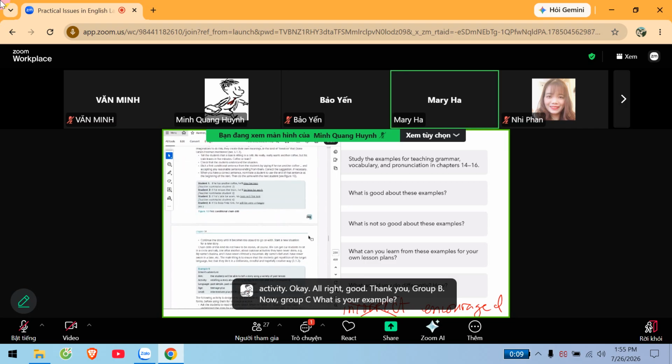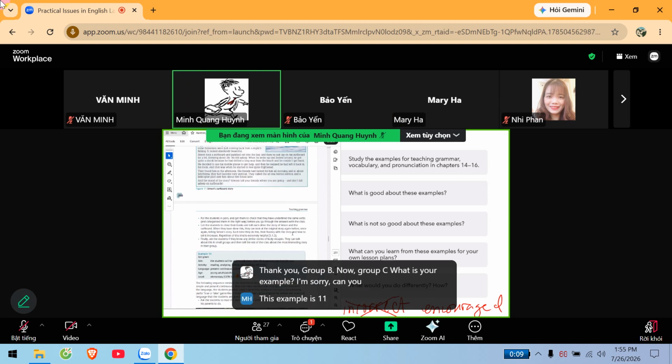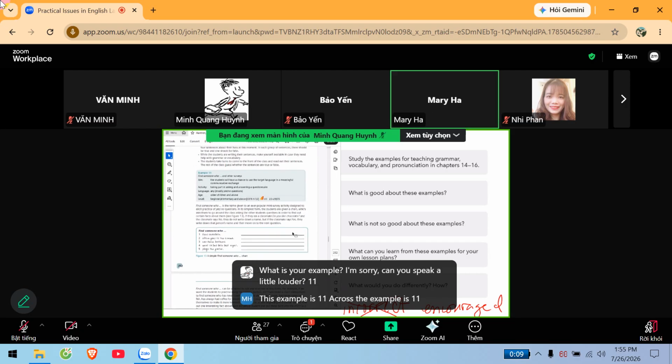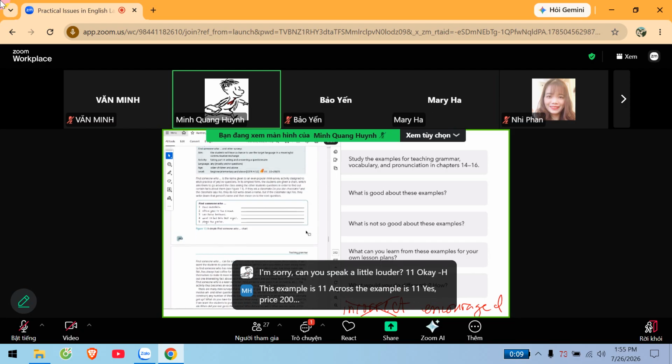Group C, the example is 11. I'm sorry, can you speak a little louder? Group C, the example is 11. 11, yes. Page 250. All right, tell us about this example.